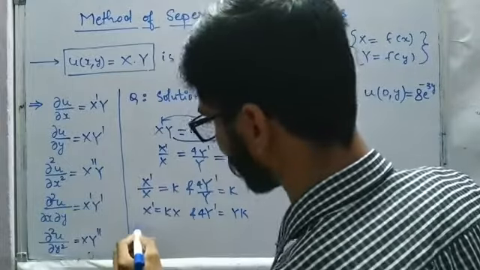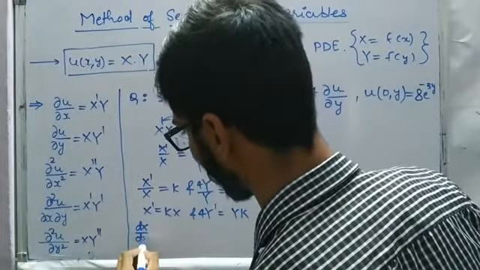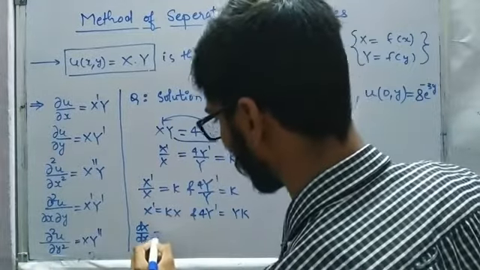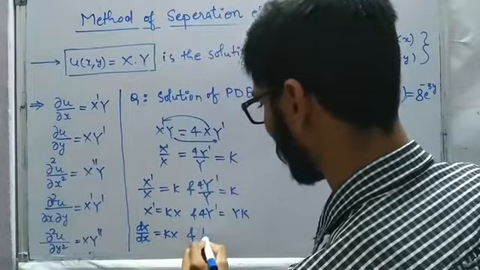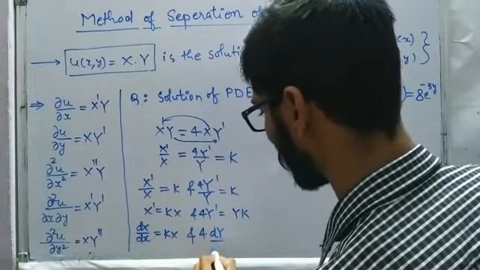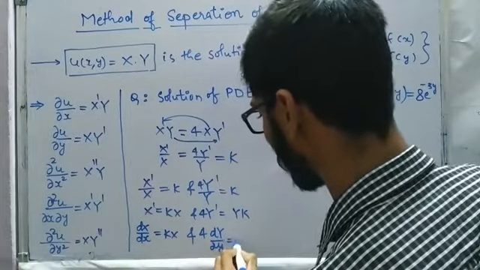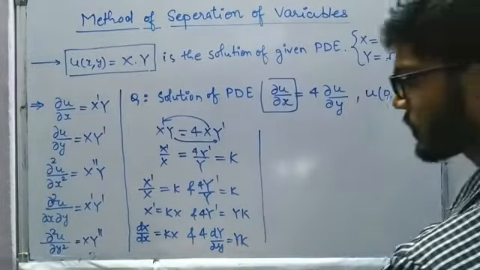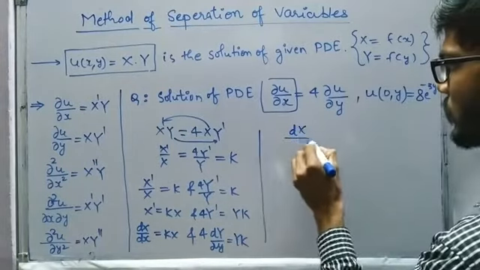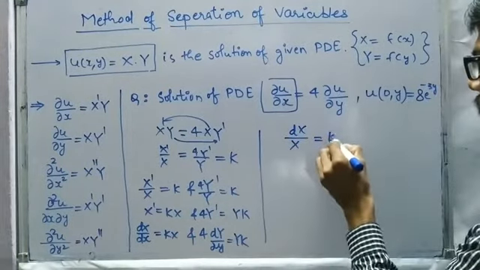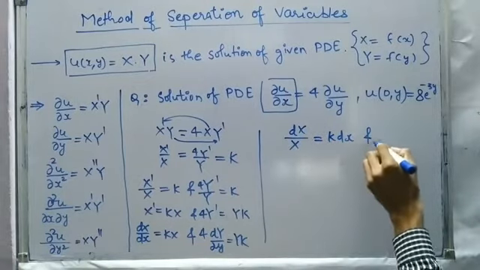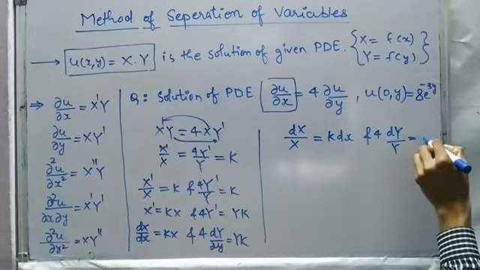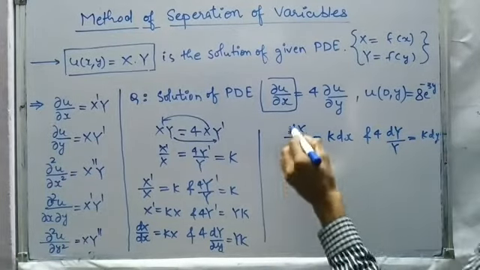Capital X dash we can write as dX by dx, the differentiation of capital X with respect to x, is equal to k capital X, and the differentiation of capital Y with respect to y, so 4 dY is equal to Y into k dy. To solve them, let us bring capital X to the left hand side. So this will be dX upon capital X and small dx on the right hand side, and 4 times dY upon capital Y is equal to k into small dy, and integrate both the sides.